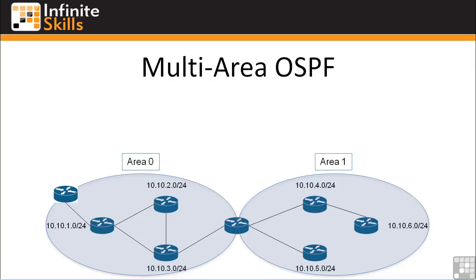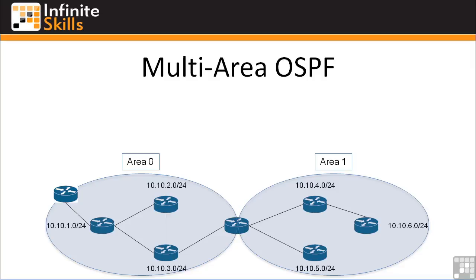Now again, you have to have an area 0, and we'll see that when we get into the lab. When we first set up OSPF, everything is going to be in area 0, and we'll see that taking one link down on one end of the network causes SPF to run on every router on the network. So then we'll split it into two areas, area 0 and area 1, like this.